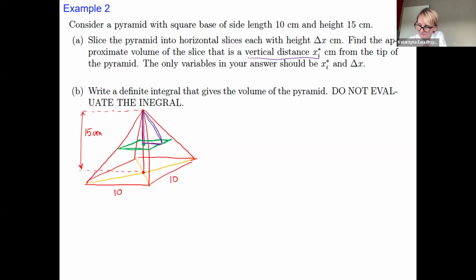Oh, this one is a little bit better. Okay, but this slice is placed x sub I units from the tip. That means this distance, okay, this distance is x sub I. And of course the thickness is this, saying the x is vertical.